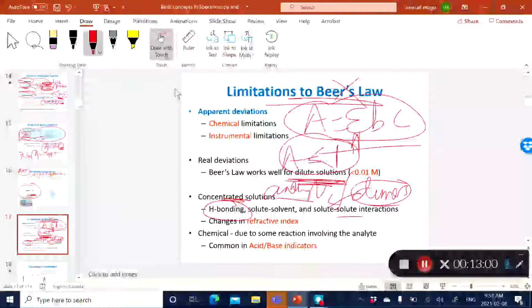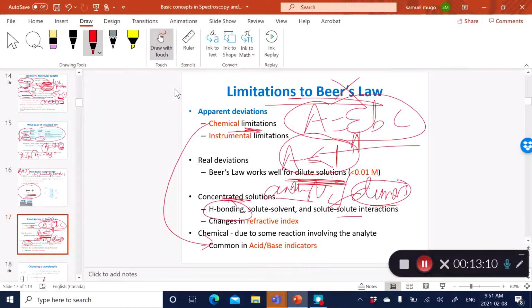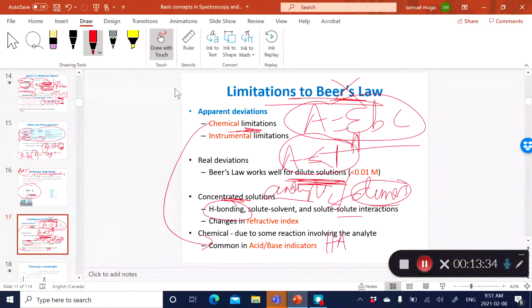Now, it's also important to remember that Beer's law also gets affected by other chemical limitations other than the concentration. And often, if an analyte is undergoing chemical equilibrium, then Beer's law would not hold true. I'll give you an example. Assume you're analyzing aspirin in the lab, which is, I guess, acetylsalicylic acid. Let me symbolize it with HA. It's an acid. It's a monoprotic acid.